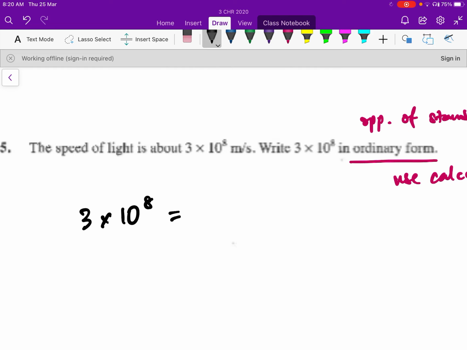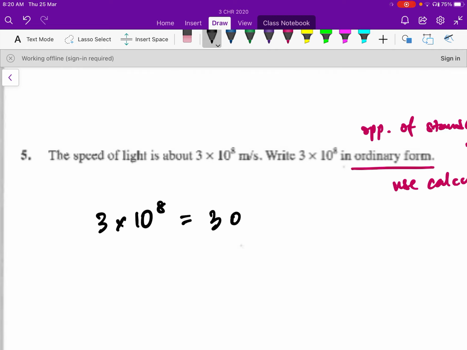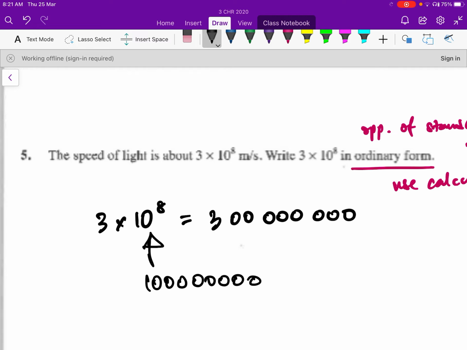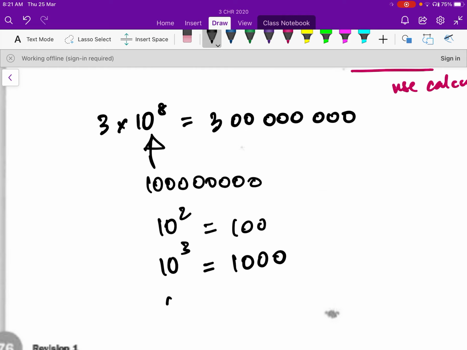And then you be very careful when you count. How many zeros do you think there are? 8. Okay, if you understand it properly already, this 10 power 8 means 1 with 8 zeros. Just like your 10 power 2. What's 10 squared? 100. There are 2 zeros. What's 10 power 3? That is 1000. There are 3 zeros. What about 10 power 5? Then there are 5 zeros. 10 power 8, 8 zeros. Okay?